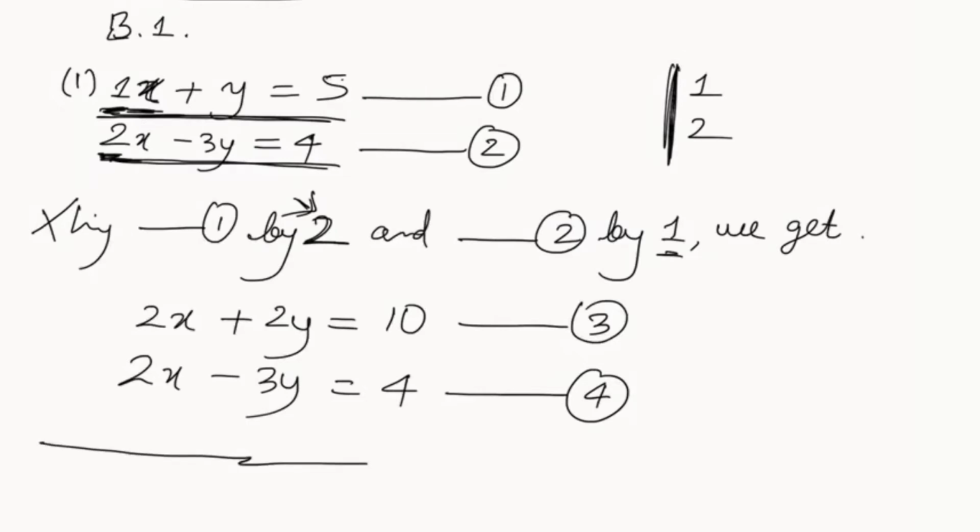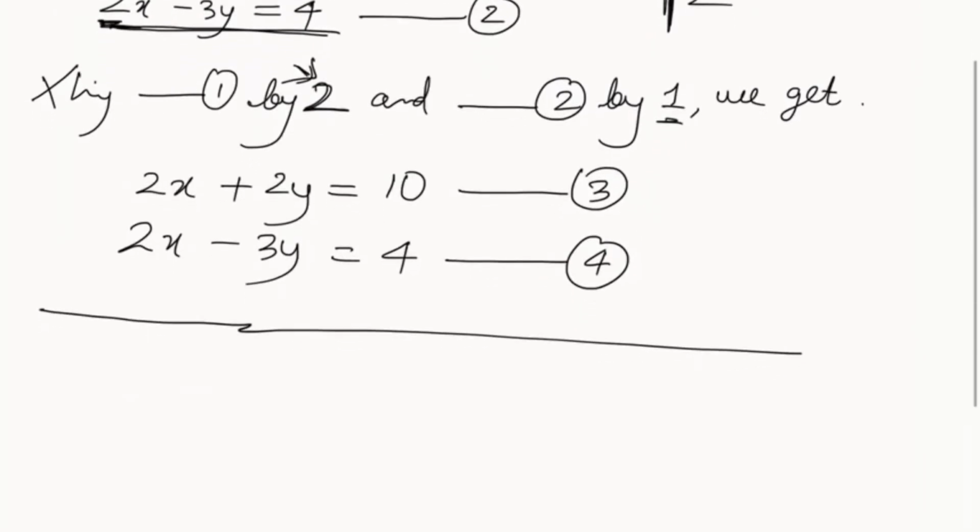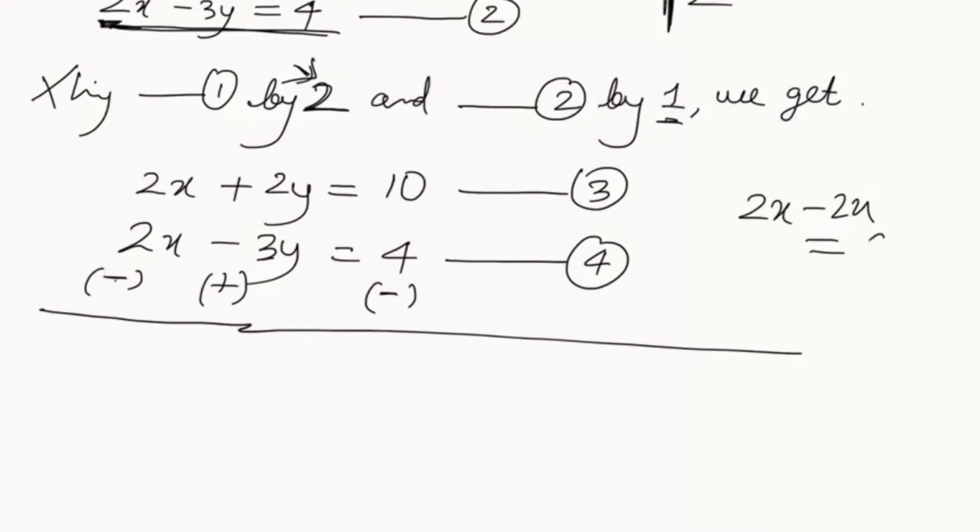Just draw a line like this and you change the sign. Look at the sign with 2x here. There's no sign in front of 2x, which means it is positive, so we change the sign. This becomes minus. We look at the sign with 3y, it's minus, so this becomes plus. And again, no sign in front of 4, which means there's a plus sign, so we make it minus. So 2x minus 2x is equal to 0. We simply cancel this out. This is called elimination.